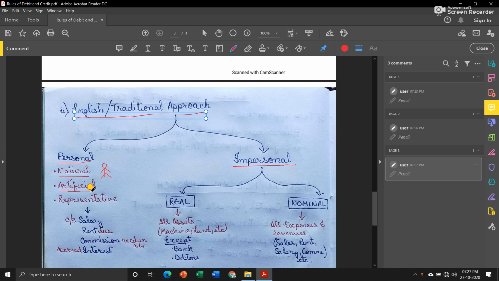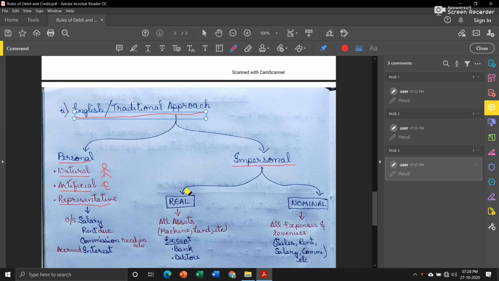Then next is artificial account. Artificial account is an institution, like a company created by some natural human beings. Like we can take the example of ICICI Bank, then Reliance company. All those are artificial personal accounts. Then last is representative account. This we will discuss a little bit later, but first let us see impersonal account.